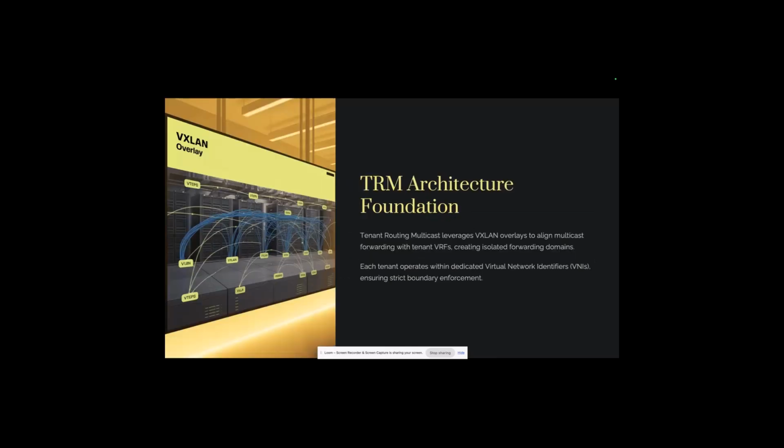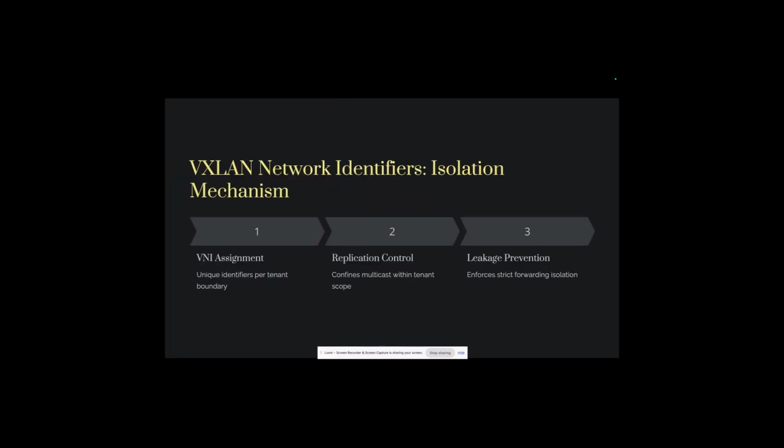The TRM architecture foundation. TRM leverages the VXLAN overlays to align multicast forwarding with tenant VRFs, creating isolated forwarding domains. Each tenant operates with dedicated virtual network identifiers, ensuring strict boundary enforcement on L2 and L3. What are VXLAN network identifiers? They are the isolation mechanism in a VXLAN fabric.